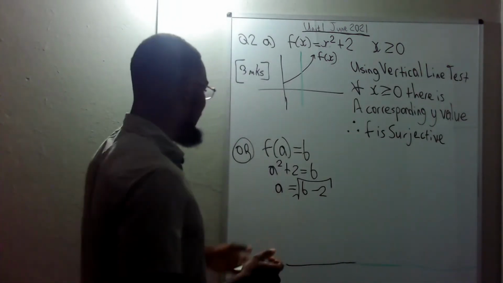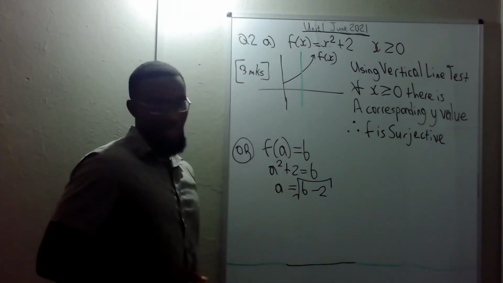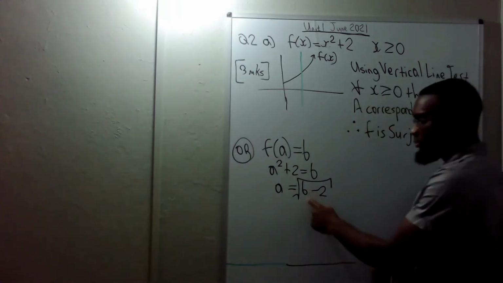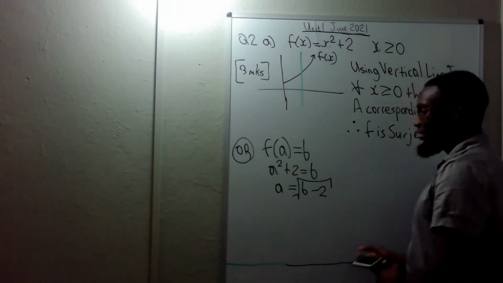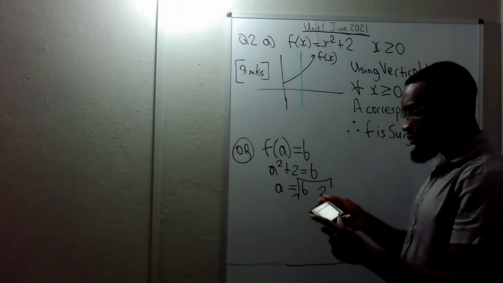What we need to do now is see if every value for a is going to give us a result. What we're going to do is input values for b and see if we get a result for a. So look at this. Did it tell us if it's real numbers? Let us see.